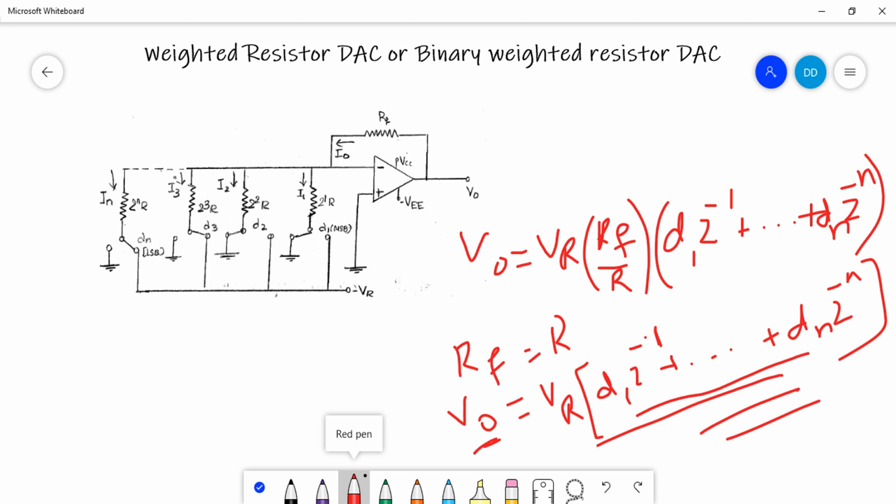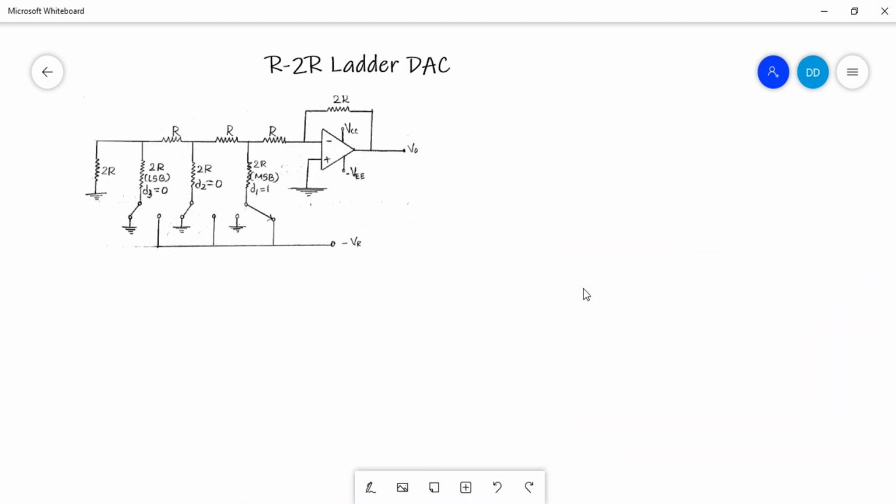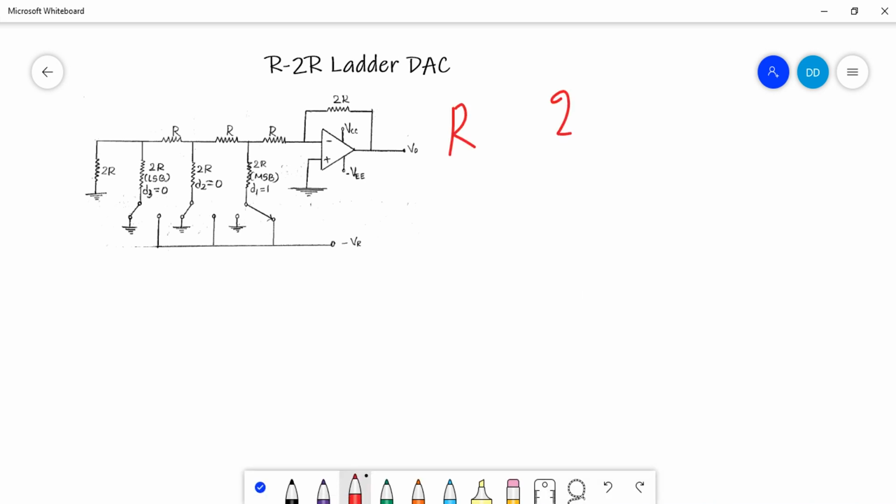Next we will see R to 2R ladder digital to analog converters. In this R to 2R ladder DAC, we can see that the circuit uses only two values of resistor. One is R and the other one is 2R, therefore called R2R. And it is easy to fabricate all the resistor values on a chip.